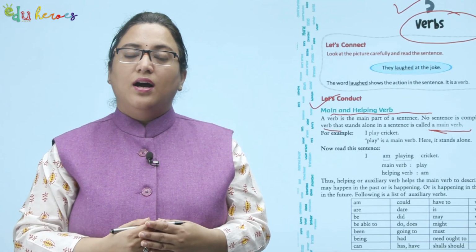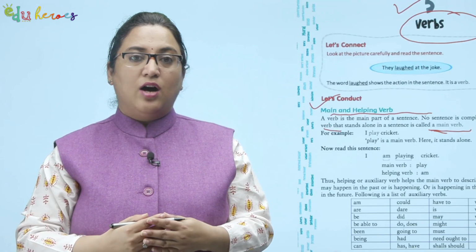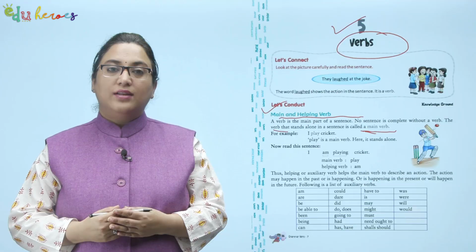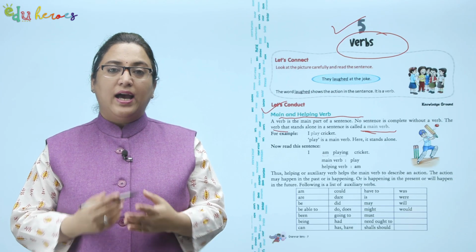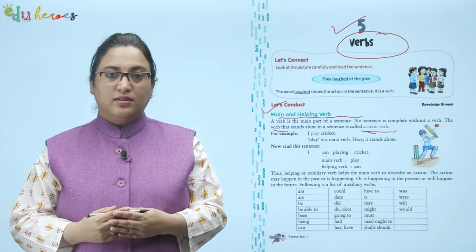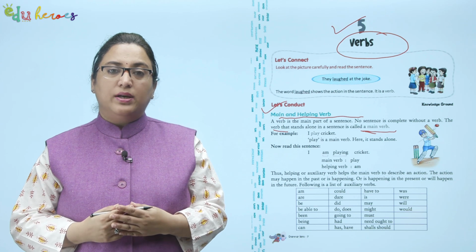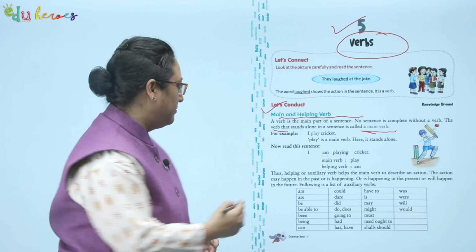For example, I play cricket. Now, play is a main verb. Here, it stands alone. Now read the sentence. I am playing cricket. Here, the main verb is play, and the helping verb is am.